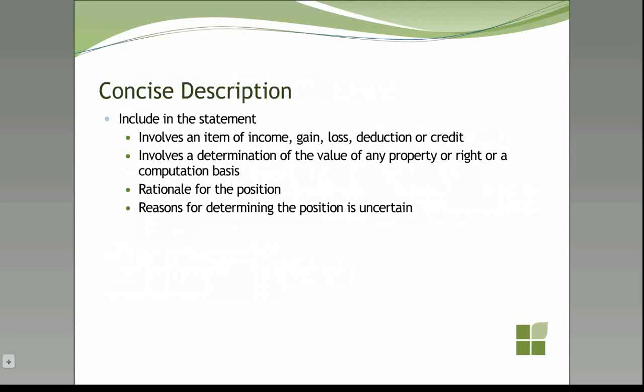But concise description. I guess this is going to be the art of the form. This is going to be the art rather than the science. So what is involved in the concise description? You have to include in the statement that it's an item of income, gain, loss, deduction, or credit. So if we're talking a research credit, that's pretty easy. Determination of the value of any property or right or computation of basis.